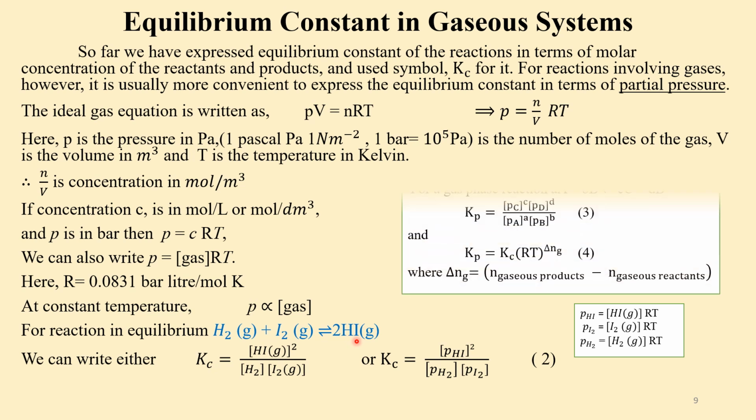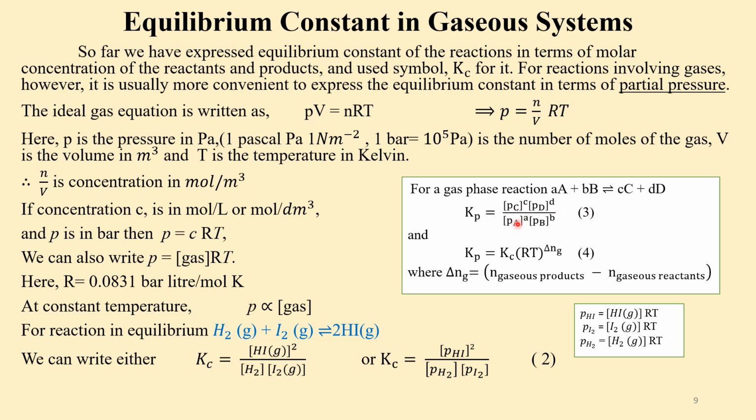In general, we can write for any gaseous phase reaction aA plus bB, forward and reverse reaction, forming cC plus dD. Here the left side is reactants and the right side is the products. So when we express in terms of pressures, we can write another equilibrium constant Kp equal to Pc to the power of c into Pd to the power of d, divided by the reactants Pa to the power of a, Pb to the power of b. Let it be equation 3.